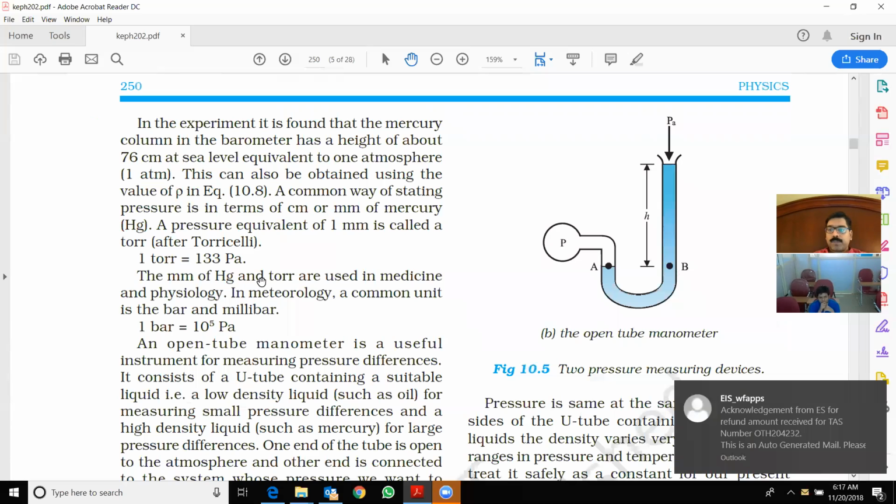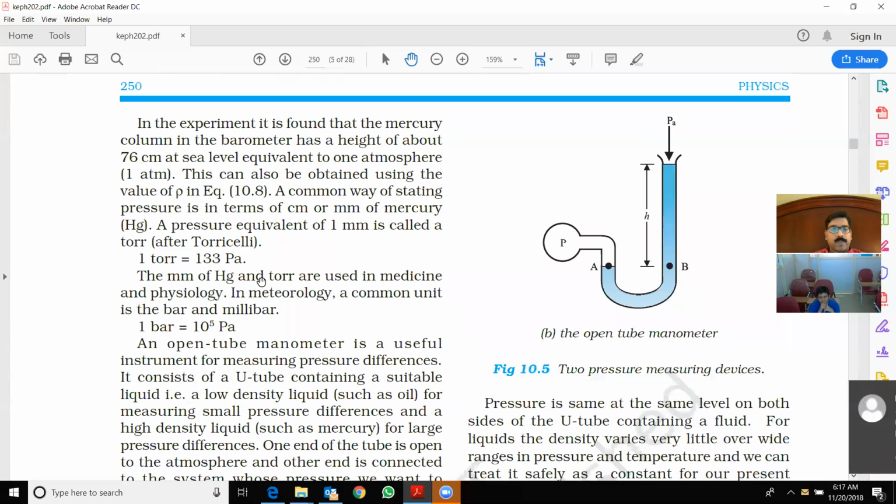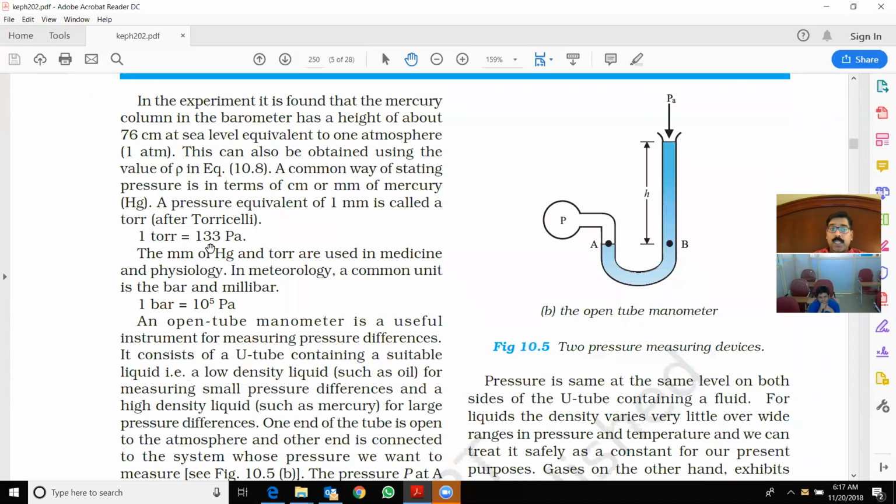Okay. So 1 torricelli is equivalent to 133 Pascal. And now what is Pascal? The unit of pressure. That's the measurement of pressure, the SI unit of pressure. So 1 torricelli is 133 Pascal.